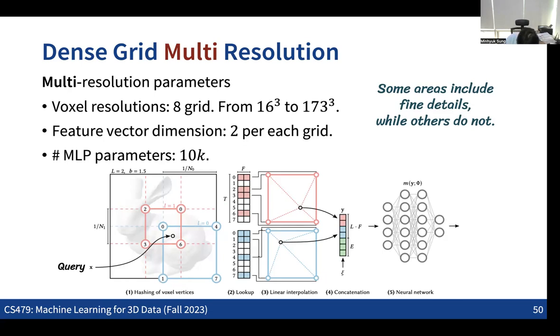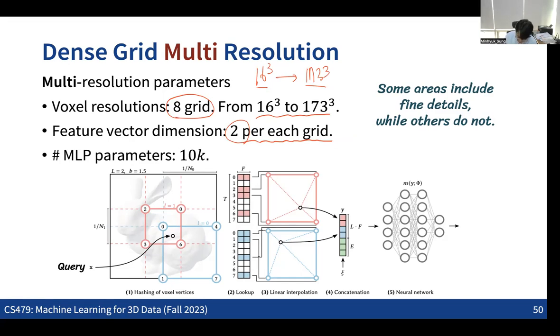For that, we can now use not only a single grid, but multiple grids with different resolutions. We have 8 grids with resolutions from 16³ to 173³. Some grids are much coarser, and the other grids are much denser. For each of the grids, we now have very small dimensional features for each of the corner points. So we only have 2 dimensions of feature vectors for each of the corner points.